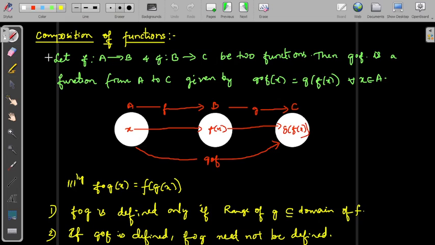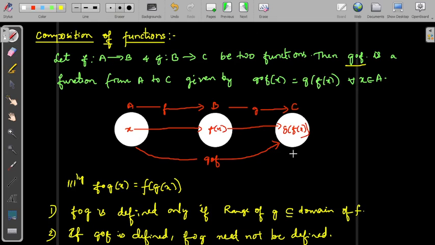These are two functions. Then the composition of f and g is denoted as g composite f. It is a function from A to C. g composite f means f first, g next. So A to B, then B to C. It is like transitivity. It is a function from A to C given by (g composite f)(x) is equal to g(f(x)) for all x belonging to A.